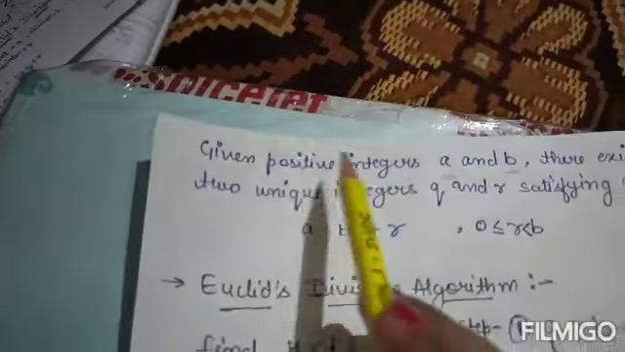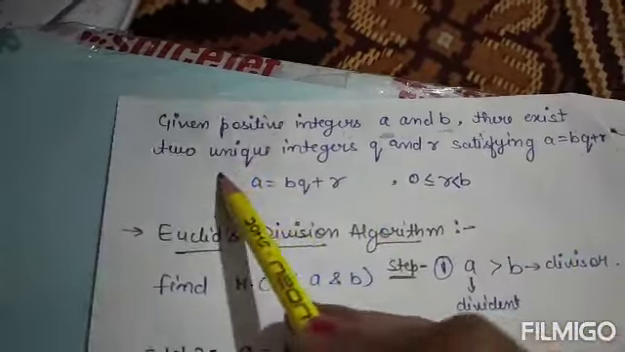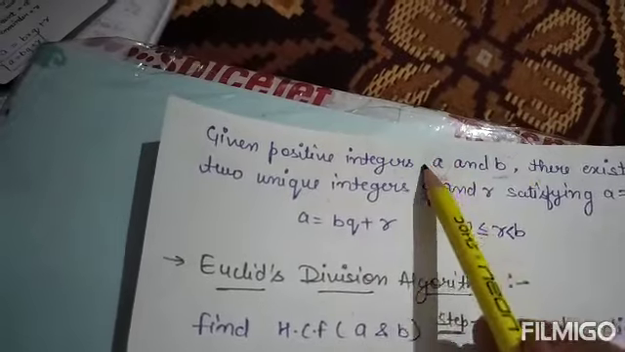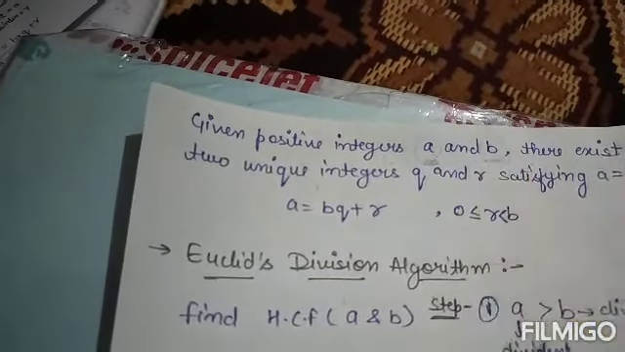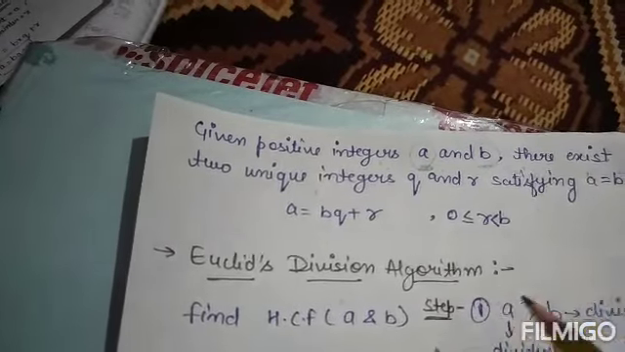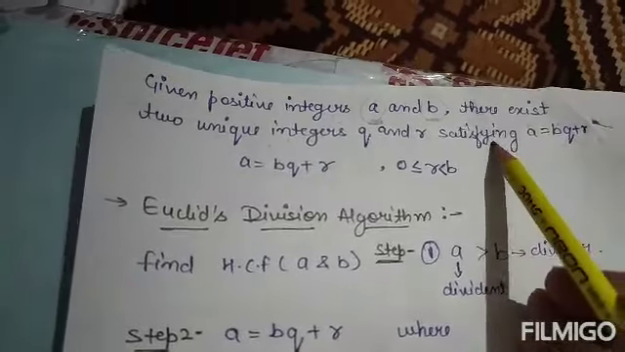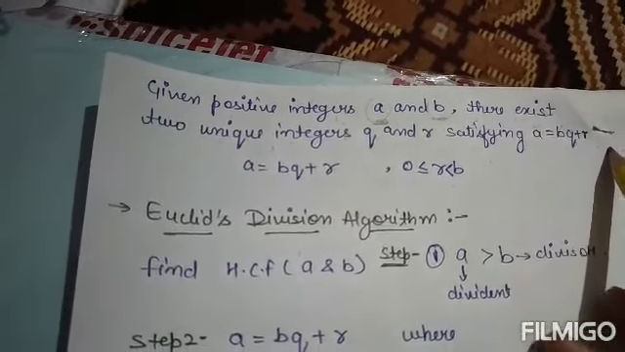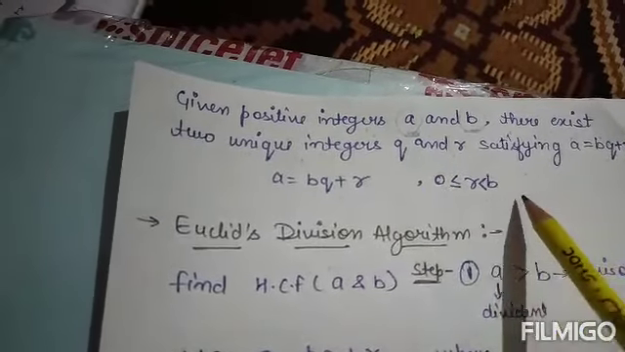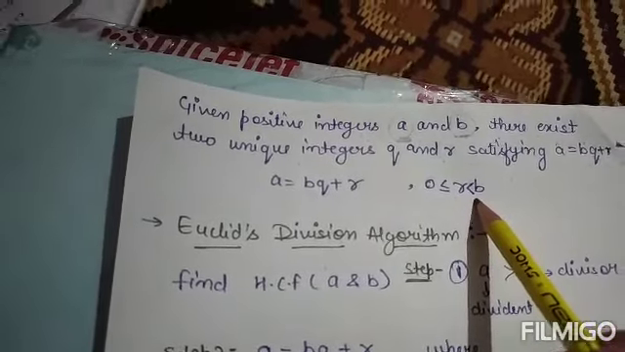So given positive integers a and b, there exist 2 unique integers q and r. Always the dividend and divisor are given. And for that there will be 2 unique quotient and remainder which will never repeat for any other solution, satisfying a equal to bq plus r, where r is always greater than or equal to 0 and less than b. So this is called Euclid's division lemma.